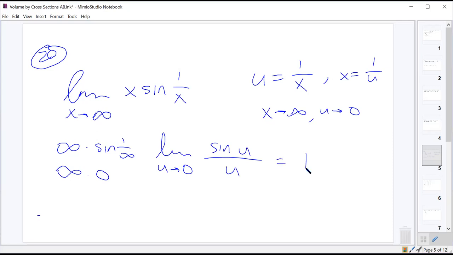That should be 1. And if you don't remember that that one's just 1, which you should, you can always just say, oh, it's 0 over 0 and use L'Hopital's rule. Cosine of U over 1, and then cosine of 0 over 1. That makes sense, right? Everyone good with that?